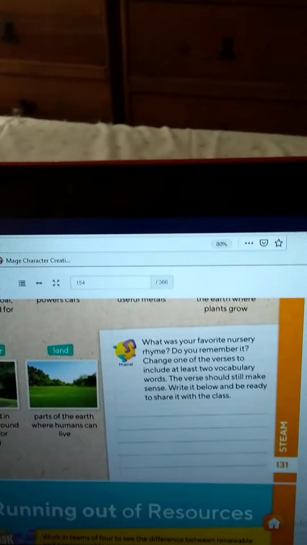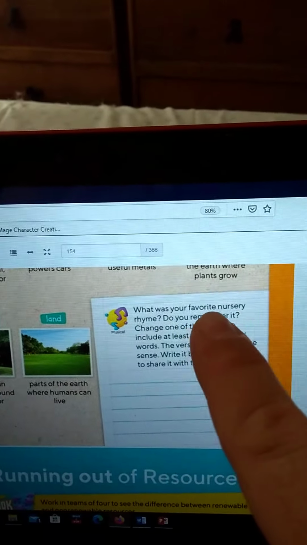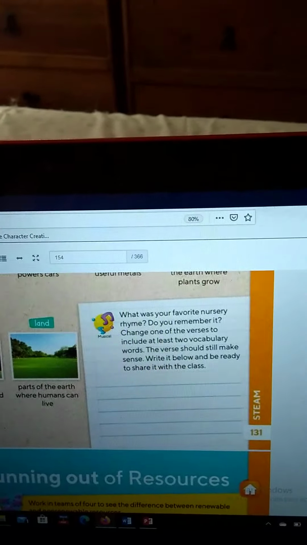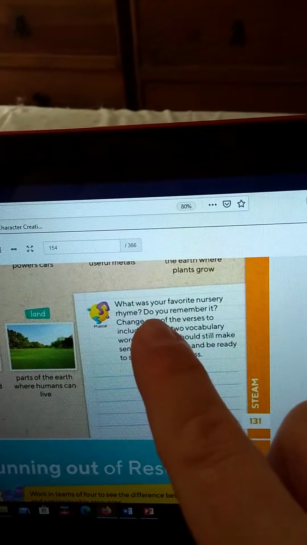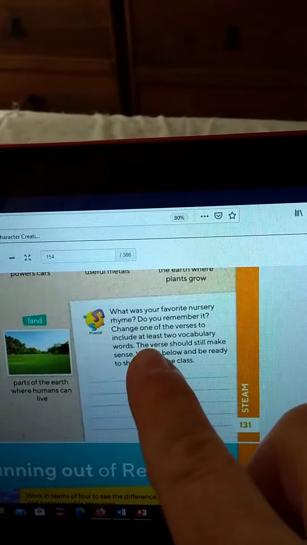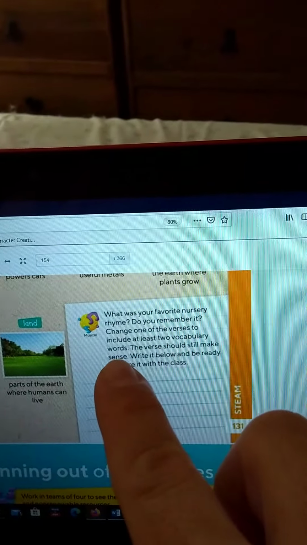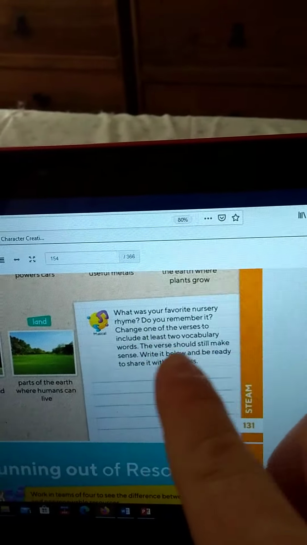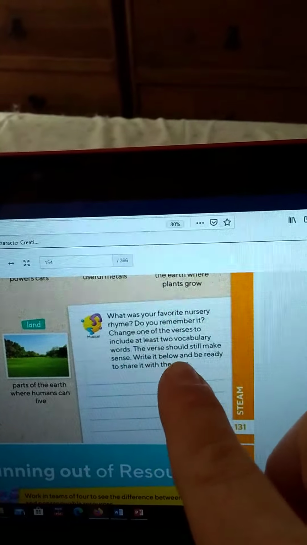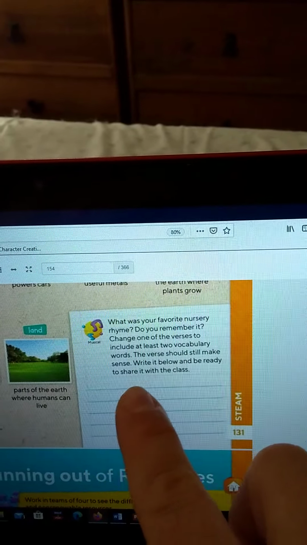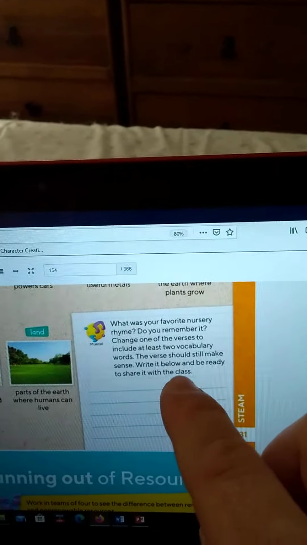Okay, now once you have gotten the hang of the words, you're going to write. What was your favorite nursery rhyme? Nursery rhyme like the songs your mom sings to you to sleep when you were a baby? Do you remember it? Change one of the verses to include at least 2 vocabulary words. You're going to change the words in the rhyme to include your vocabulary words. The verse should still make sense. Write it below and be ready to share it with the class. Well, if you want to share it, you can make a video. If you don't want to share it, don't share it, don't worry.